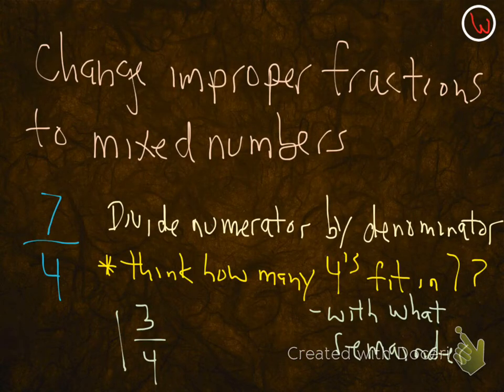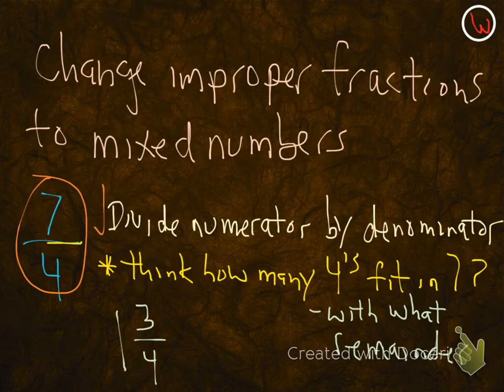So for an example, we want to make sure we take down our notes: 7/4, an improper fraction, and we want to change it into a mixed number. We do that simply by this step here. We divide our numerator by the denominator. Again, that fraction bar means divide by. So 7 divided by 4.